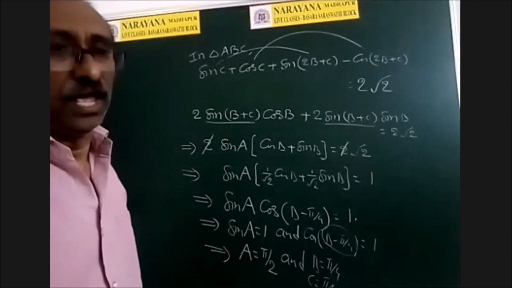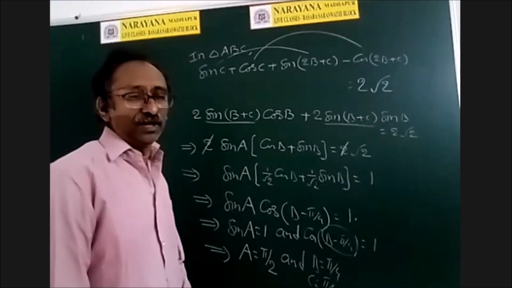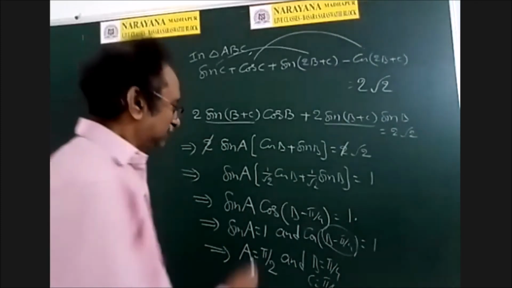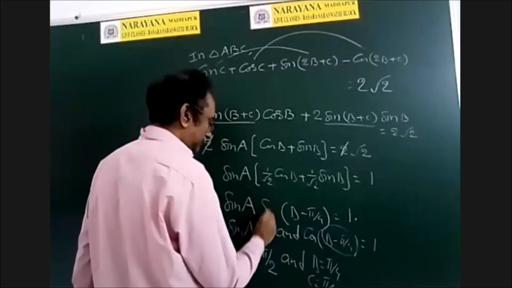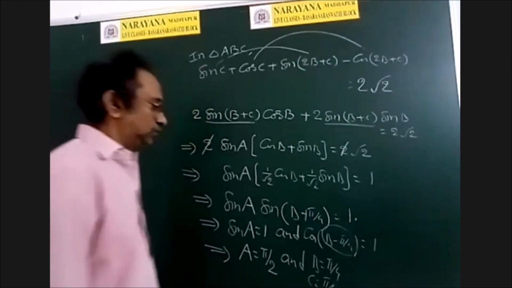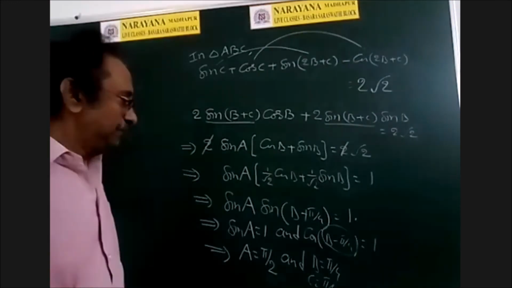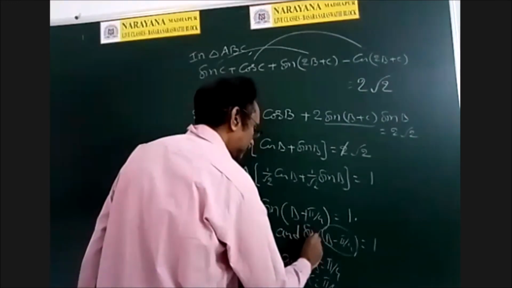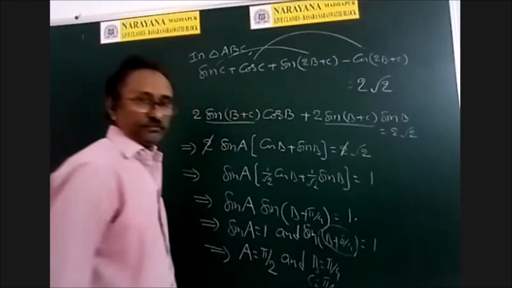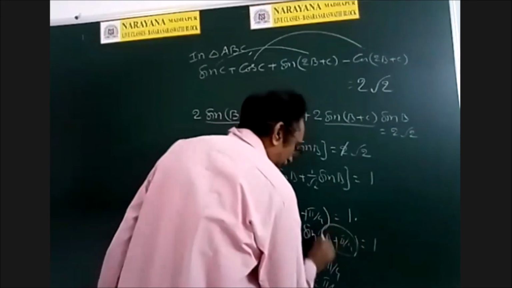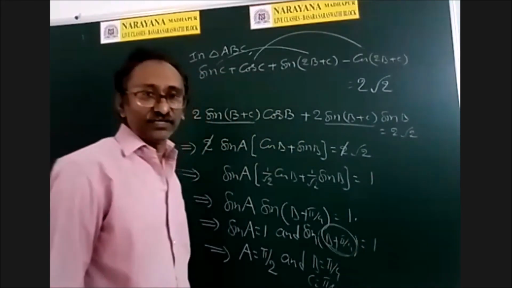Okay, sometimes we may get the same answer, but we may get stuck at that position. Suppose let us try. Sin of B plus pi by 4 is equal to 1. So sin B plus pi by 4 is equal to 1 means both are 1. So this A is equal to pi by 2, and B plus pi by 4 is equal to what?